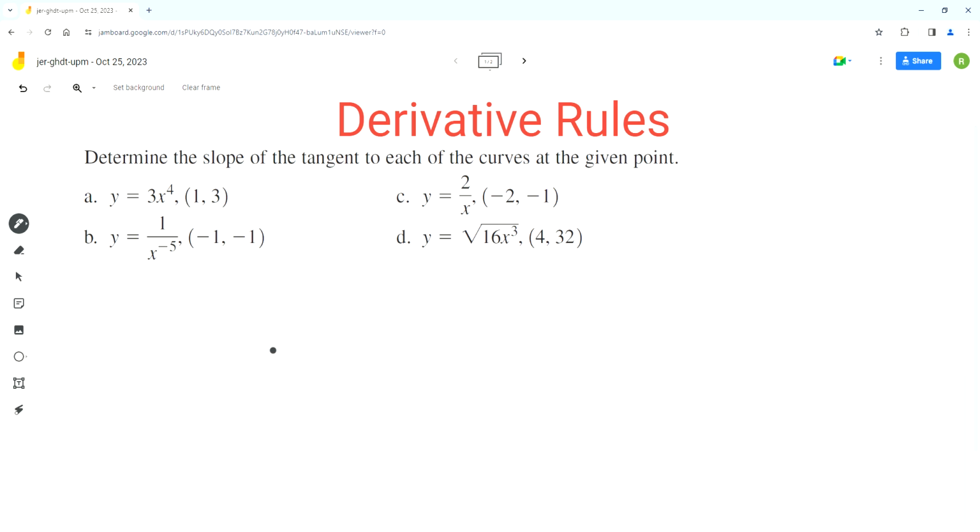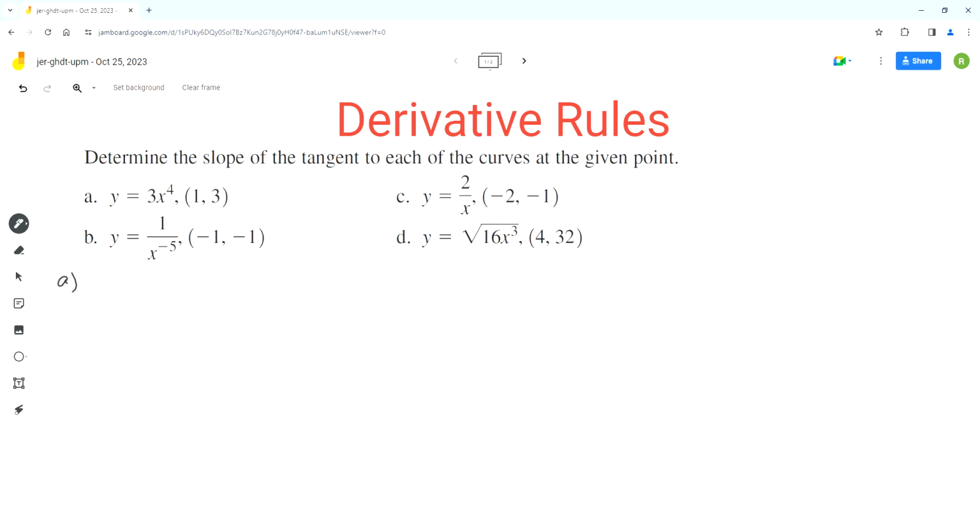So in this video, we'll use derivative rules to find the slope of the tangent. So as per the problem, determine the slope of the tangent to each of the curves at the given point. So let's start with part A. So in part A, we are given the equation of the curve as y equals 3 times x to the power 4. So the first step is to find the derivative of this function.